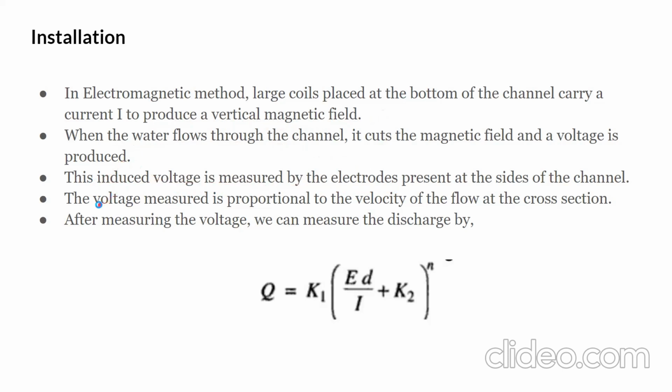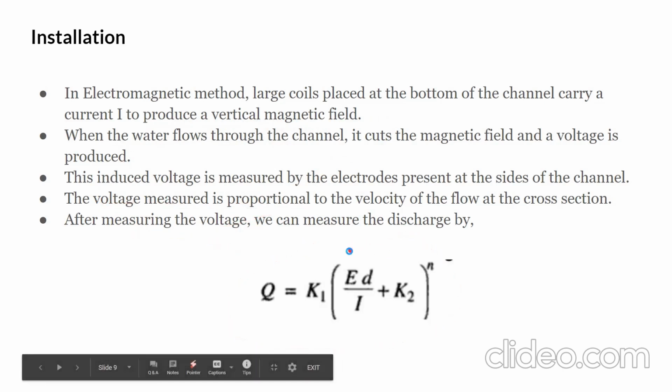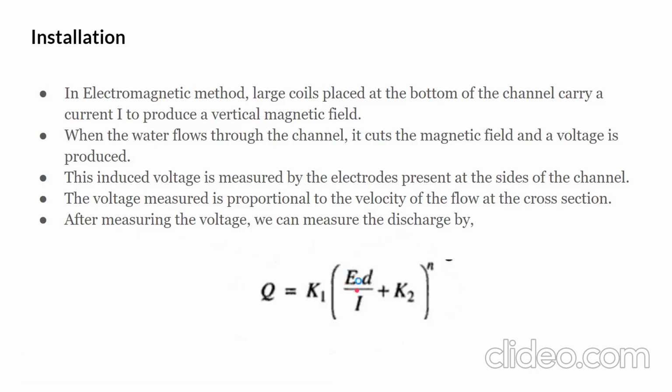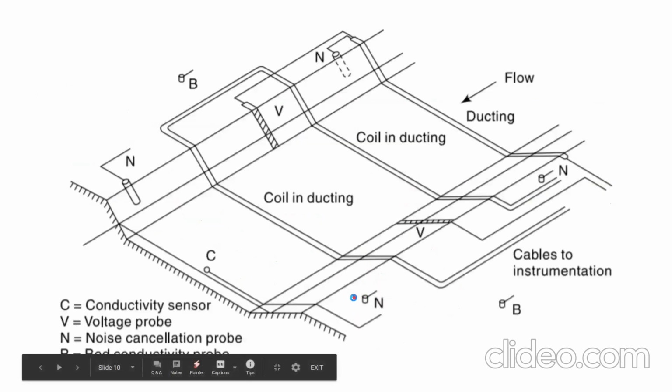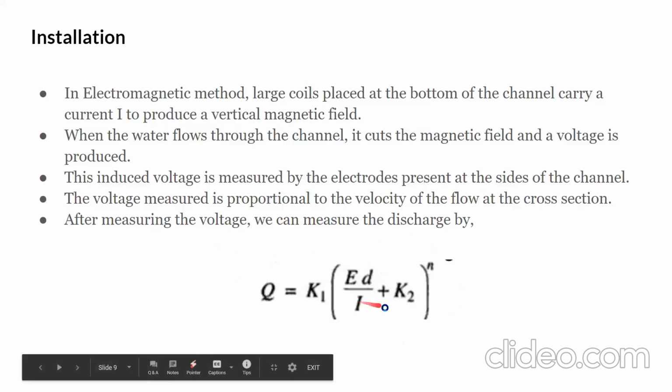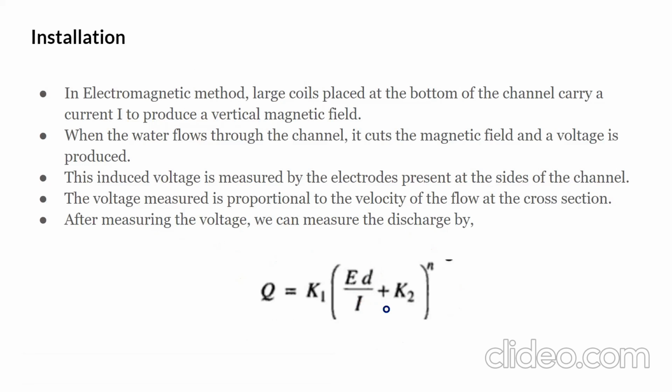And it comes out that the voltage measured is proportional to the velocity of the flow at the cross section. After measuring the voltage, we can measure the discharge by the given formula. Here, E is the induced EMF, D is the depth of the flow, I is the current, and K1, K2, N are the system constants which depend upon the calibration of the system, such as noise production or conductivity of the flowing liquid or bed.